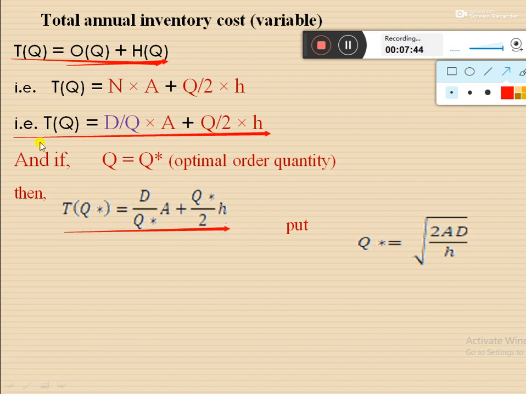Now to find the direct formula or simpler formula to calculate total annual inventory cost, we can replace the Q star with its formula, that is square root of 2AD divided by H.